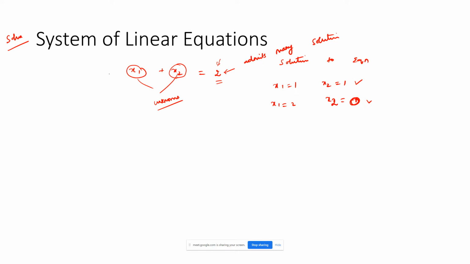So now we understand what an equation is and what a solution to an equation is. Now let us see what I mean by system of equations. When I say system of equations, I think you would have already guessed that we have not one but many equations.